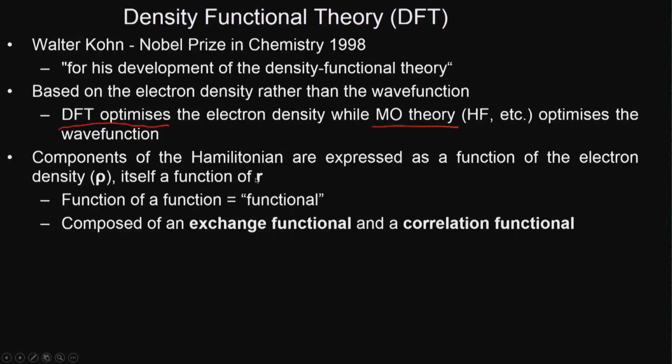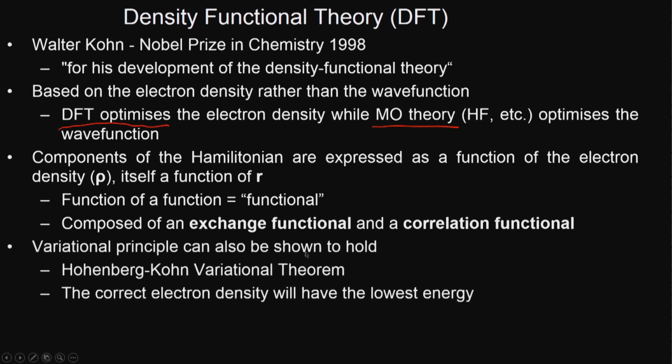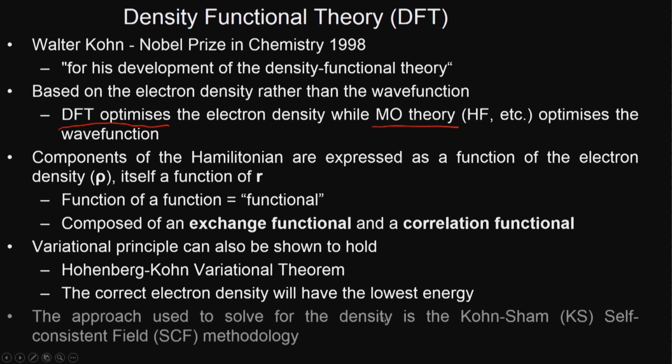That is, components of the Hamiltonian are expressed as a function of the electron density, rho, itself a function of r. r, as you know, is the location. So, it is a function of a function, composed of an exchange functional and a correlation functional. The variational principle can also be shown to hold, the Hohenberg-Kohn variational theorem. The correct electron density will have the lowest energy. The approach used to solve for the density is the Kohn-Sham self-consistent field methodology. This is how density functional theory works.